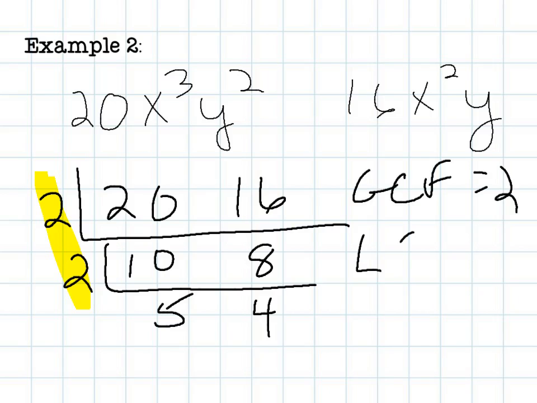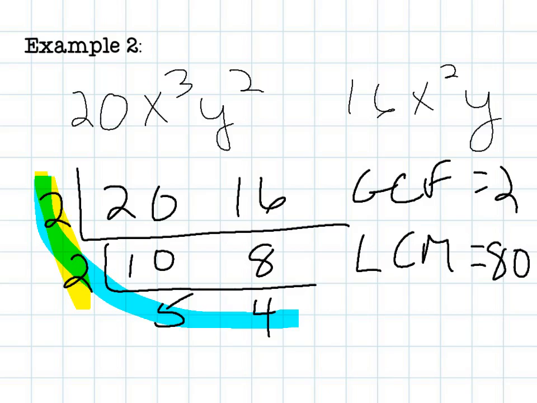And now we have to do the LCM for the numbers. Well, the LCM for the numbers are all of the numbers on the outside. So your LCM would be 2 times 2 times 5 times 4. Well, 2 times 2 is 4, times 5 is 20, times 4 is 80. So the number part would be 80. So now you have a GCF of 2 and an LCM of 80, but that is just for the numbers. That is not for the letters. So that's for the two numbers that we have now taken care of.